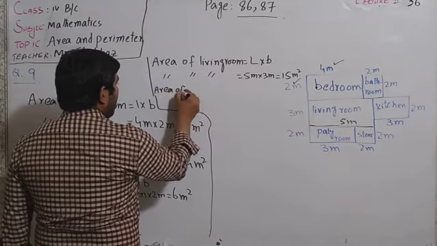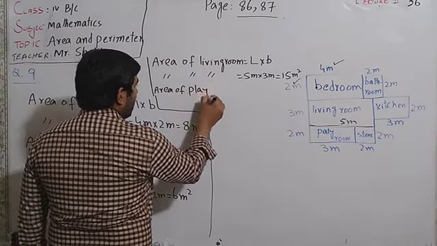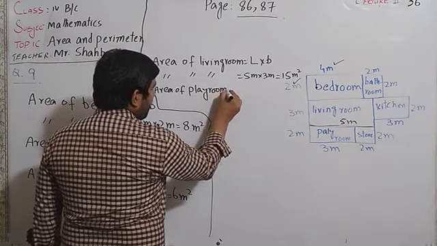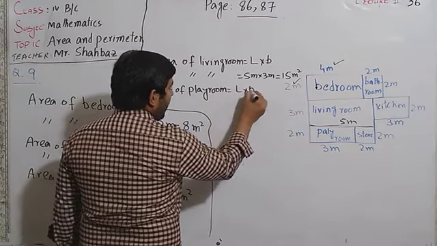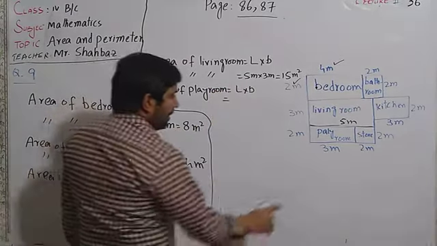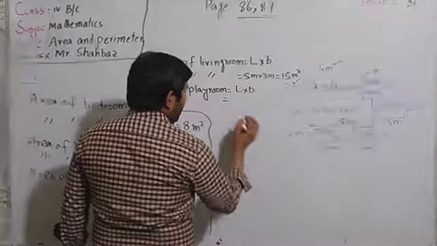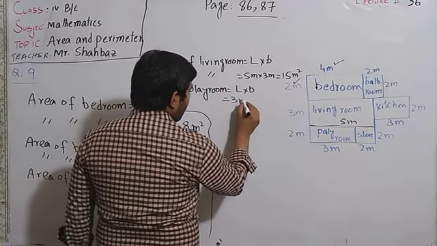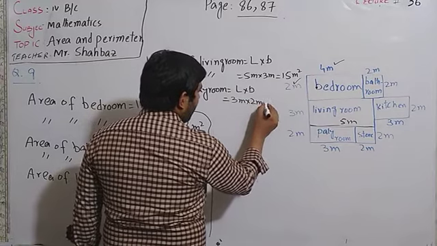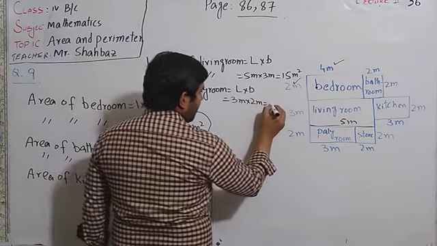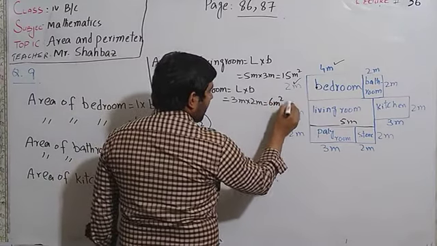Area of playroom. Same, length multiplied by breadth. What is the length? Length is 3 meter and breadth is 2 meter. 3 meter multiplied by 2 meter will be 6 meter square.